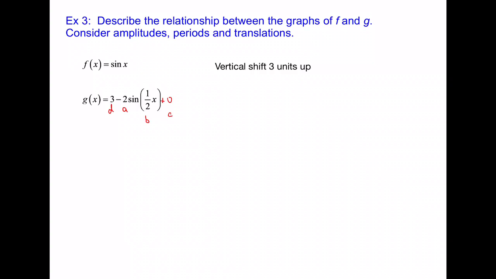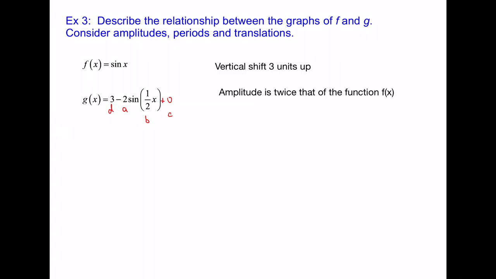So 2 has to do with the amplitude. The amplitude is 2 compared to the original, which is 1, so it's twice the original. So the amplitude is twice that of the function f of x, because it's asking you to compare.